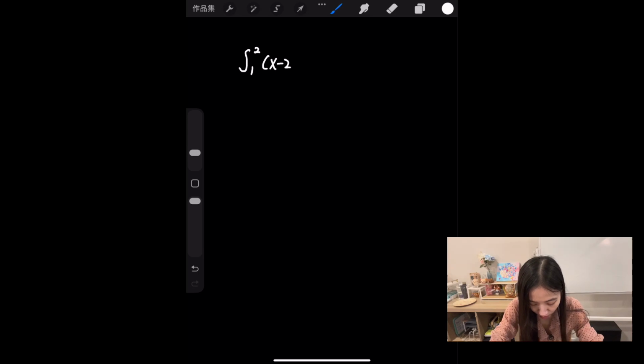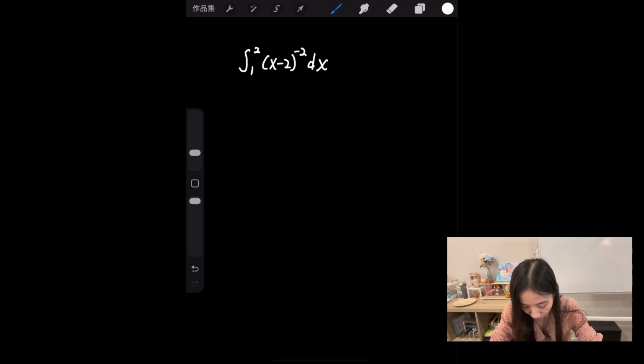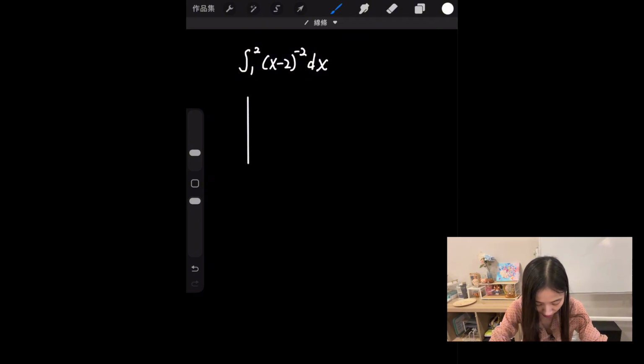Hi, so we talk about the improper integral today. So what is that? I will make an example. For example, you have an integral from 1 to 2 of (x minus 2) to the power of minus 2 with respect to x. So observe this equation. Maybe you could try to draw it, then you will know what happened.